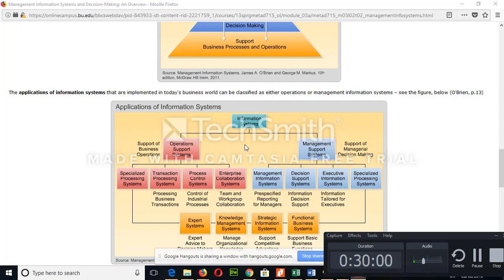So if I want to send a series of documents, or if I want approval for a request, in the enterprise collaboration system I just put in the request. Whoever is my supervisor sees that there is this request, he approves, and it goes to the next person. So it helps workers or teams within an organization to collaborate.